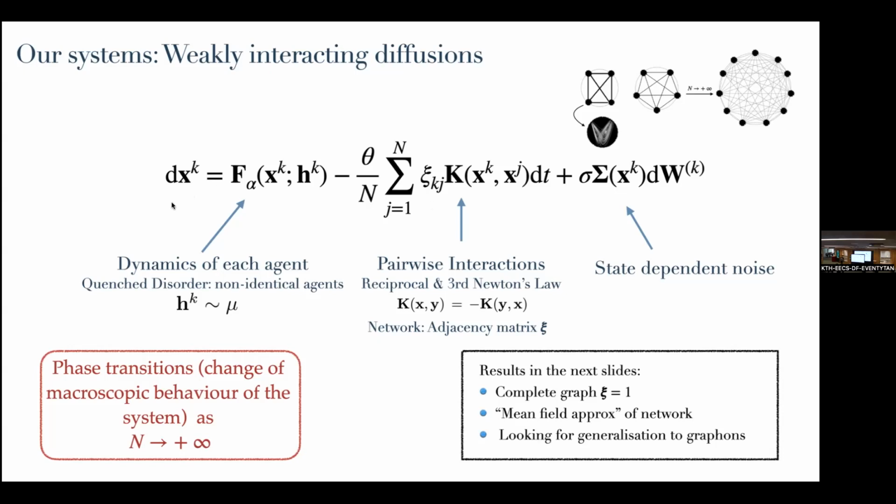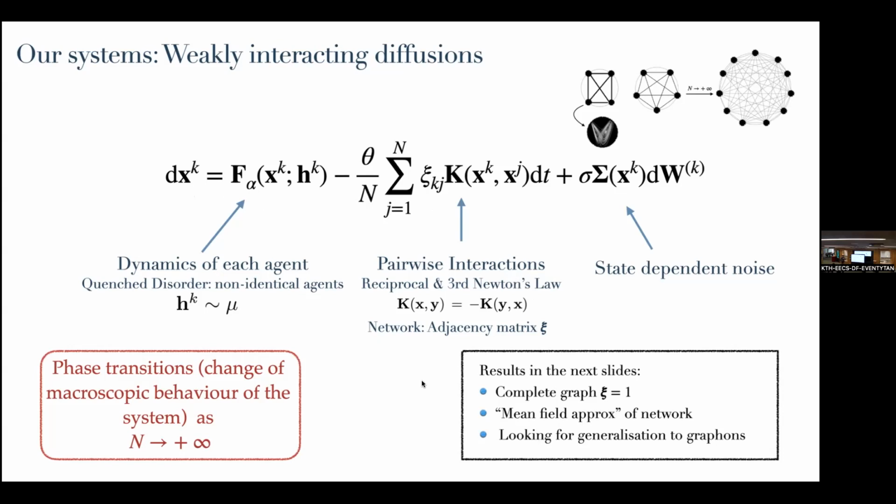These systems are interesting because, as we saw before, in the thermodynamic limit, when we have a lot of these agents, they exhibit phase transitions. So we have this change of macroscopic collective behavior as some of the parameters of the systems are changed. And basically, it's an interplay between the parameters of the local dynamics, the interactions, and the noise.